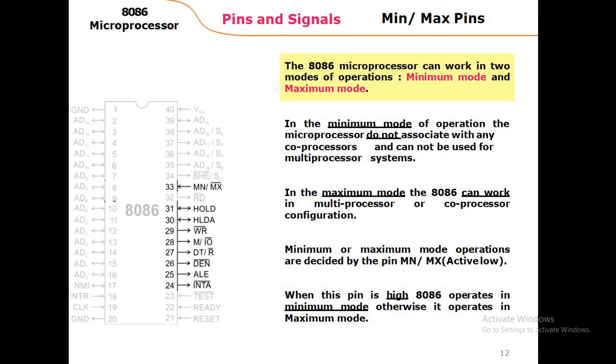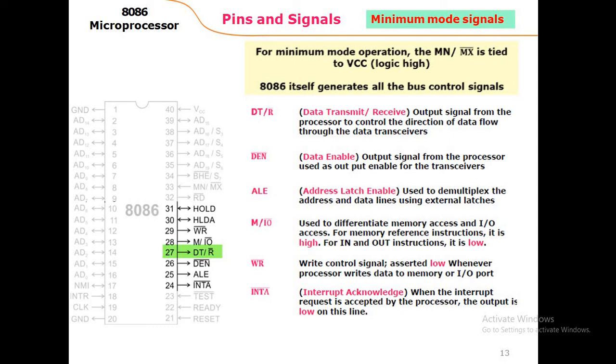Let's come to the minimum and maximum mode pins. Here it is highlighted which are the minimum mode pins and maximum mode pins. As I told you earlier, the minimum mode and maximum mode operate with the help of this pin. Now I will discuss the pins available in minimum mode. First is DT/R bar, data transmit and receive. This is the output signal from the processor to control the direction of data flow through the data transceivers. Similarly, next one is DEN bar, data enable. It is an output signal from the processor used as output enable for the transceivers.